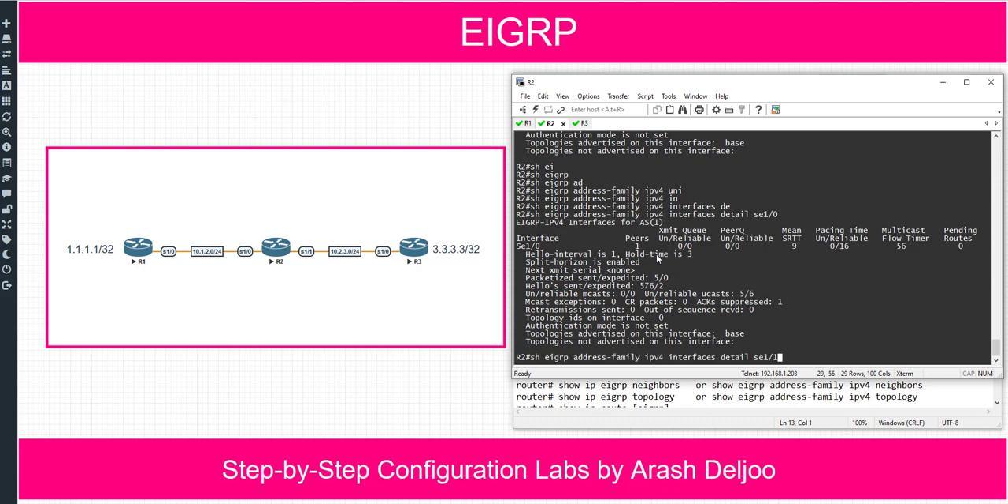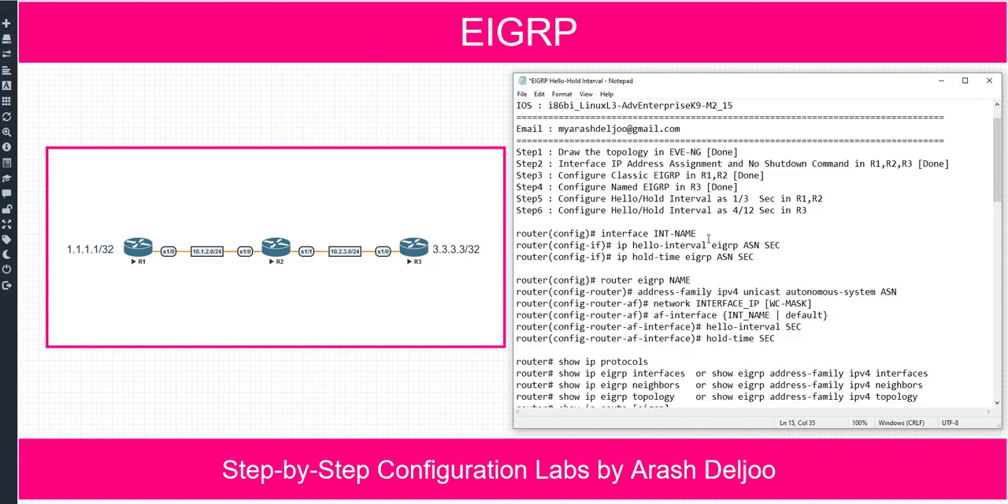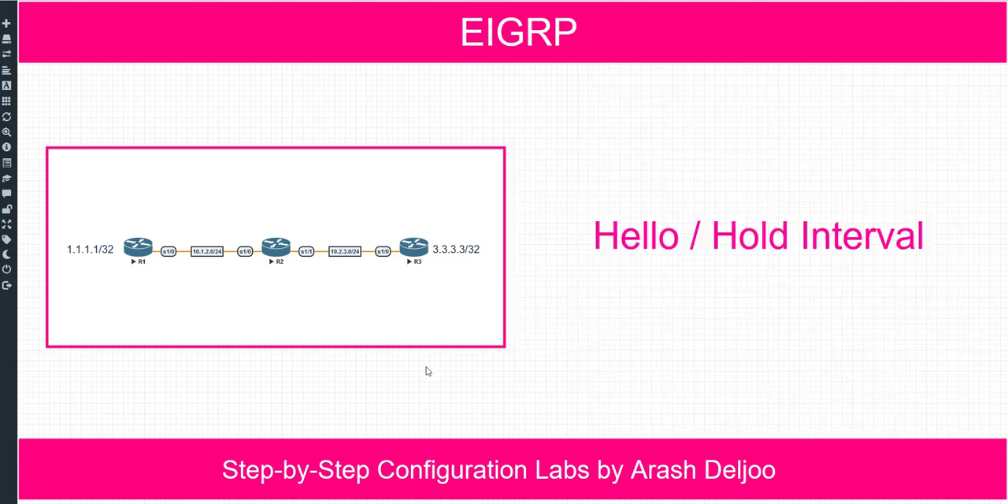Don't forget, it is not important with which method you configure EIGRP. You can use each of these two methods for monitoring: show EIGRP address family IPv4 interface or show IP EIGRP interface detail. Alright, now we know how we can configure the hello interval and hold time in EIGRP with classic mode configuration and also named mode configuration.